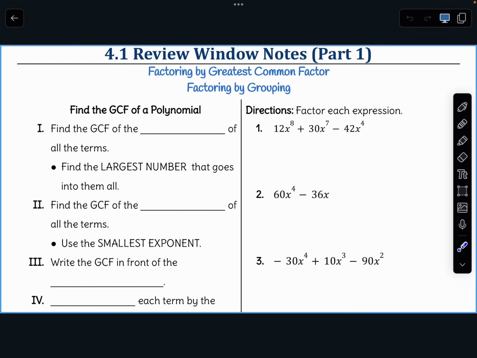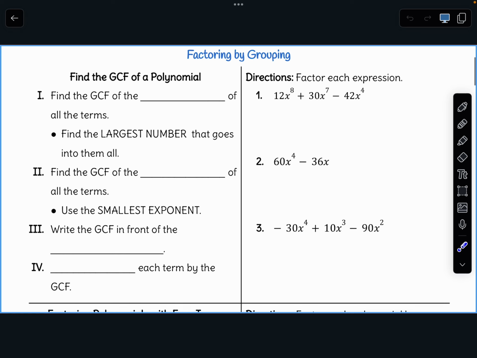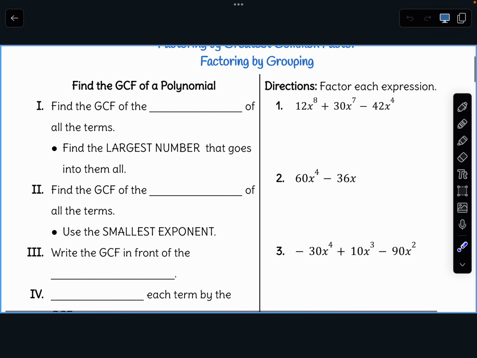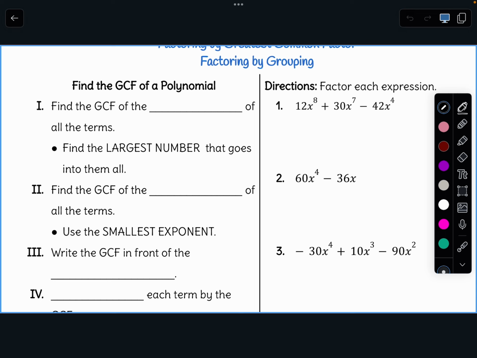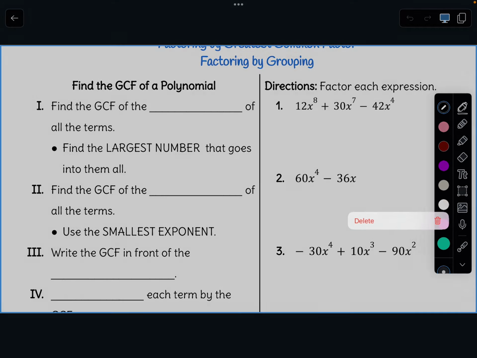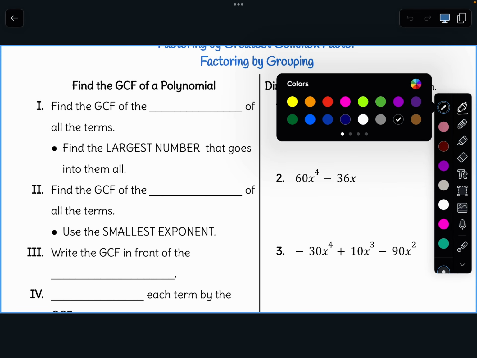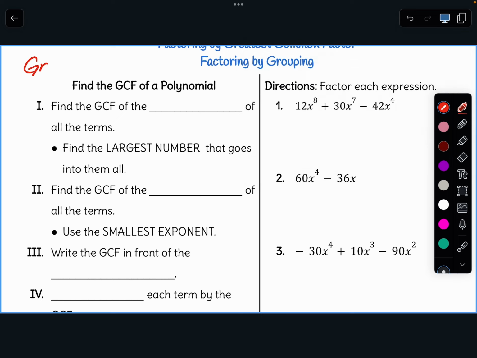So first thing we have to do, when we are doing the GCF, this is the very basic, and you're going to do this for all of them. GCF stands for greatest common factor.